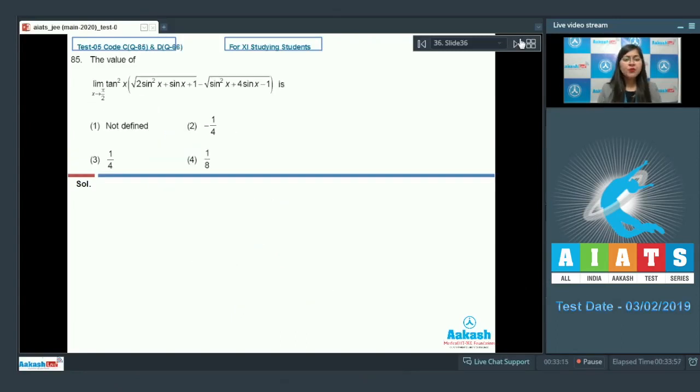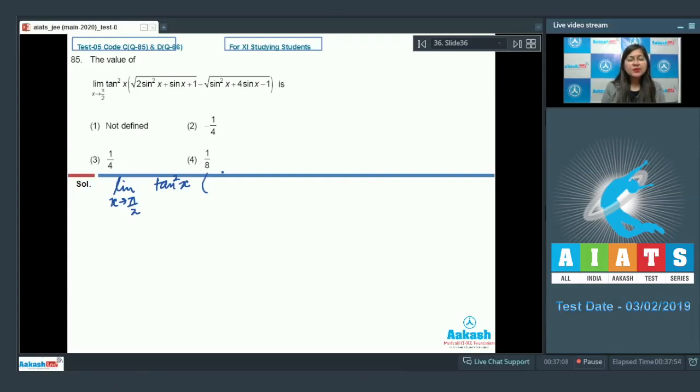Next is question number 85, which says that the value of limit x tending to pi by 2 tan square x into under root of 2 sine square x plus sine x plus 1 minus under root of sine square x plus 4 sine x minus 1 is. Now these type of questions can be solved by rationalization. So this can be written as limit x tending to pi by 2 tan square x, multiplying and dividing by under root 2 sine square x plus sine x plus 1 plus under root sine square x plus 4 sine x minus 1.